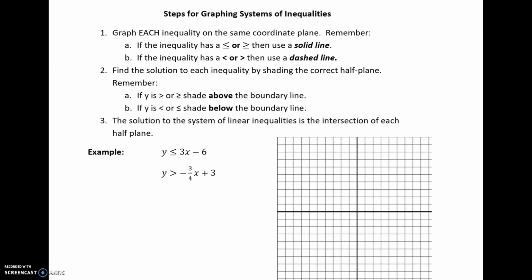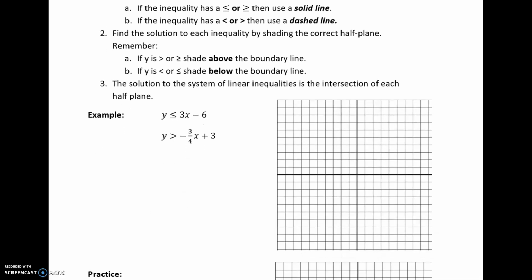It says steps for graphing systems of inequalities. Graph each inequality on the same coordinate plane. Remember, if an inequality has a less than or equal or greater than or equal, it's a solid line, and those points are included in the solution. If the inequality has less than or greater than, it's a dashed line, and those points are not included as solutions. Once you find the solution to each inequality, you shade the correct half plane.